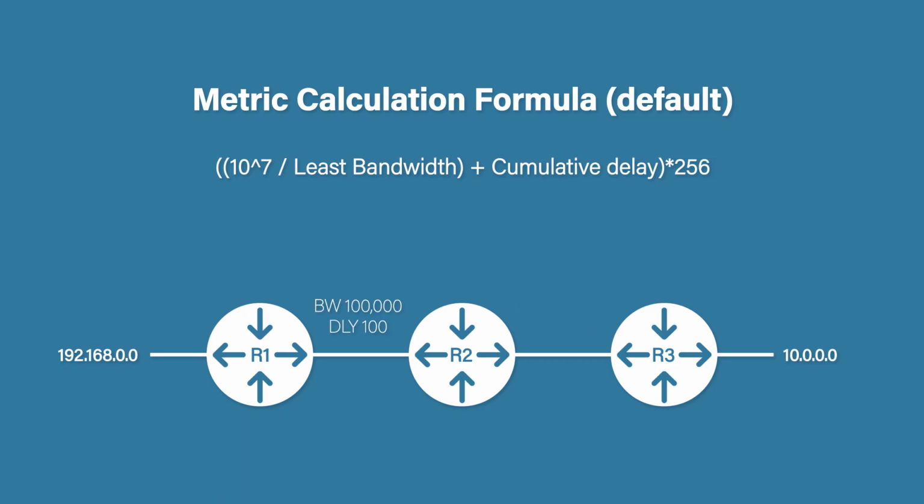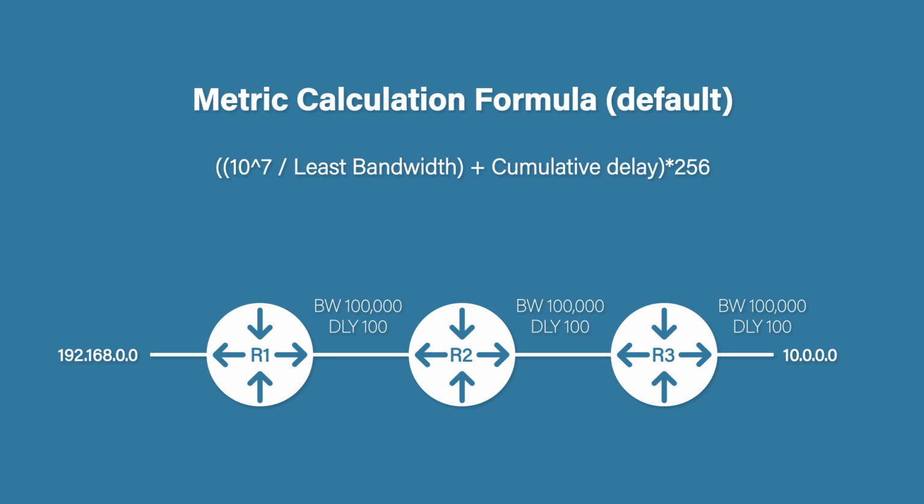All links are fast Ethernet with 100,000 kilobits per second and 100 microseconds delay. Note that in this calculation, we use tens of microseconds. So the delay we will actually be using is 10 rather than 100. Cisco commands, however, will use microseconds. Yeah, I know, it's confusing.